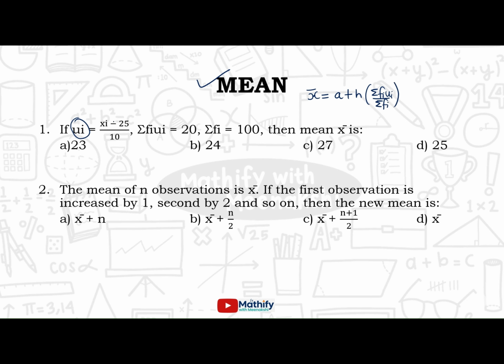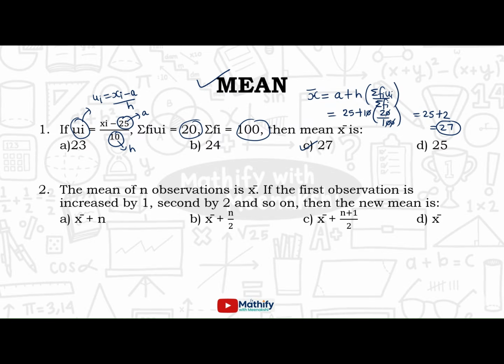Now here it is given that ui is this. Now you should know what is ui. ui is (xi minus a) by h. So here your a is 25 and h is 10. So let's put the values here: a is 25, h is 10, and summation of fi ui is 20 and summation of fi is 100. So let's solve this. It will give you 0 0, you can cut here also. So it's 25 plus 2, that means answer is C part, 27.